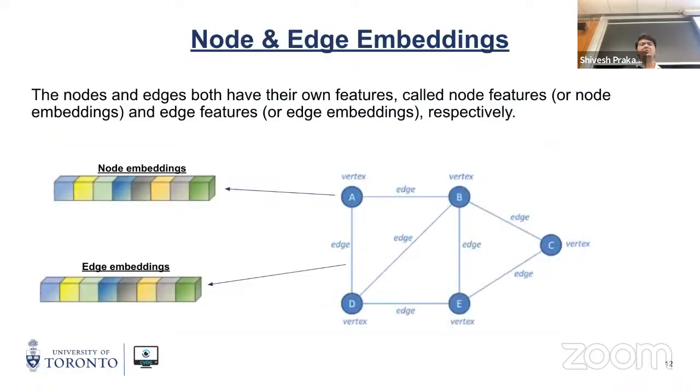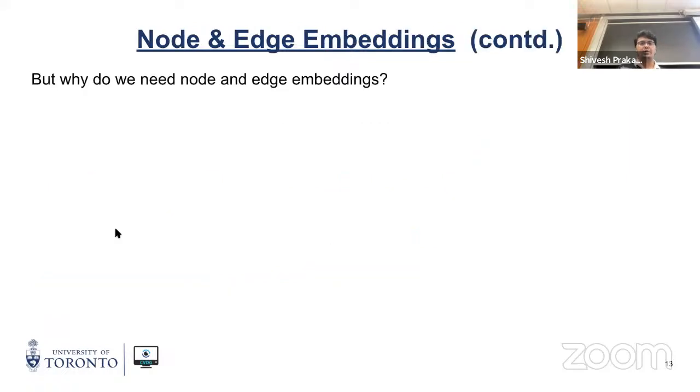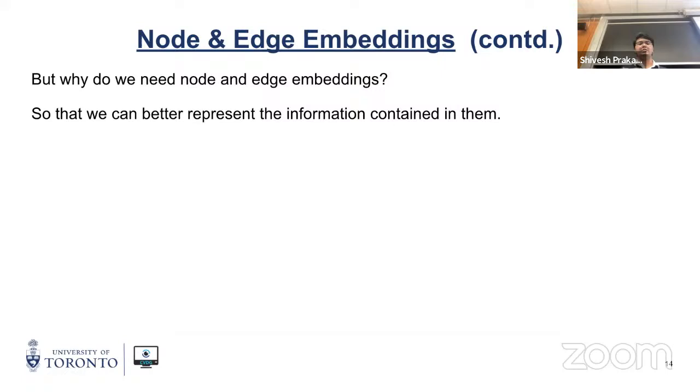Right. Now let's talk about node and edge embeddings. Both nodes and edges have their own features, or you can call them embeddings. Here, say we have vertex A or node A, and this is an embedding. This is just a dummy diagram of how an embedding might look. It's basically a vector. Similarly, an edge also has its own embedding. This is the diagram of an edge embedding, which is again just a vector. But the question is, why do we need node embeddings? Anyone? The answer is very simple: because we want to be better able to represent the information contained in them.